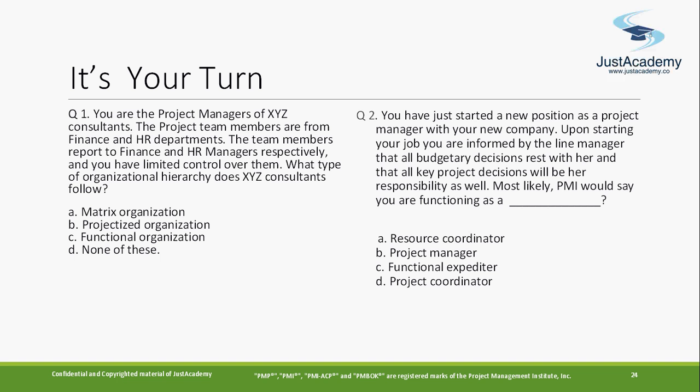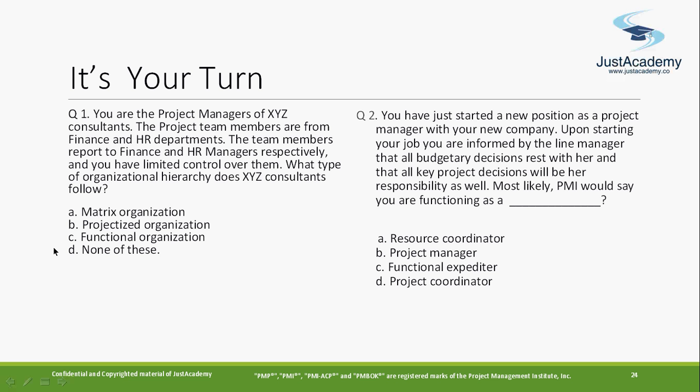Because in the strong matrix, the project manager has full control over the resources. Here, the scenario says he has limited control over them. In a projectized organization, the project manager will have full control over the team members, so option B is out. Option C is functional organization, where the project manager is very limited, whereas functional managers drive things.